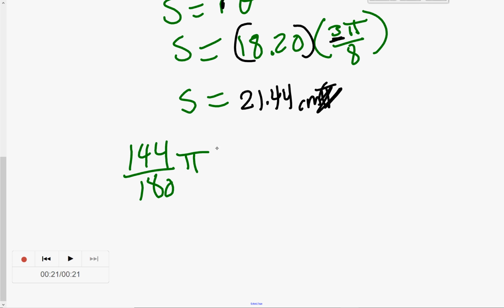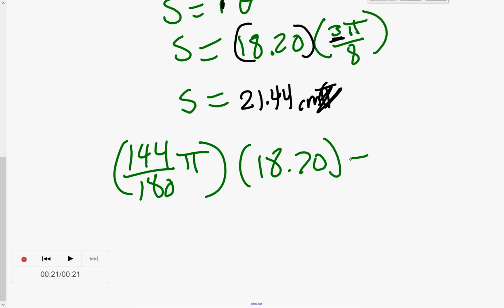And then I'm going to multiply that. Now, because it's in radians, I can multiply it by my radius, which is 18.20. I can just multiply it all out, and I get, for my S, approximately 45.74. Again, it's in centimeters.